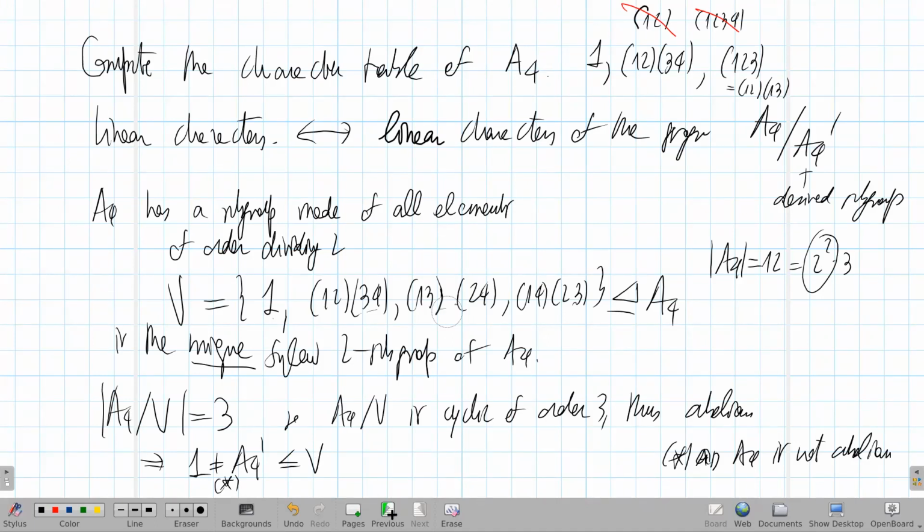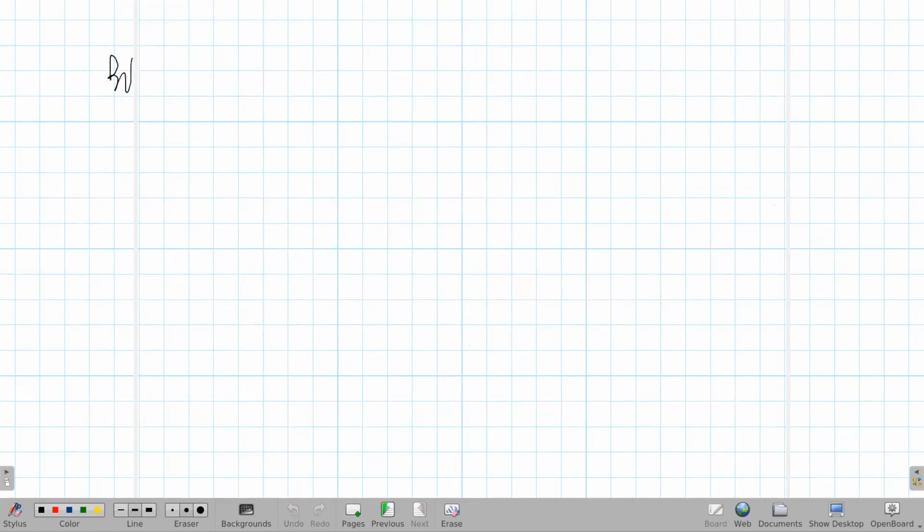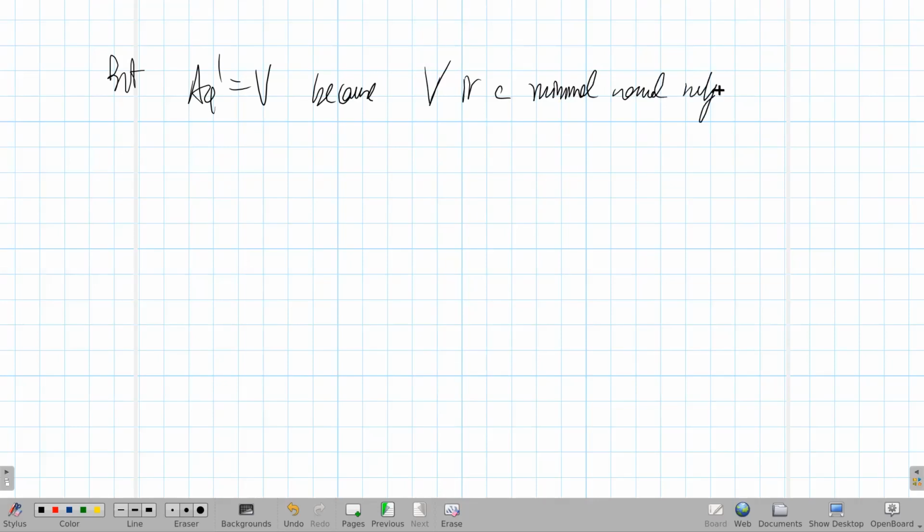Why is it so? Because A4 prime is V, because we recall also a concept from the part on soluble groups, because V is a minimal normal subgroup. So recall, we have just seen that A4 prime is a subgroup of V which is greater than 1. And of course, this is normal in A4. Actually, the derived subgroup is characteristic, well, but it's normal.